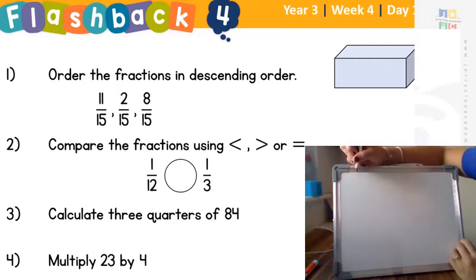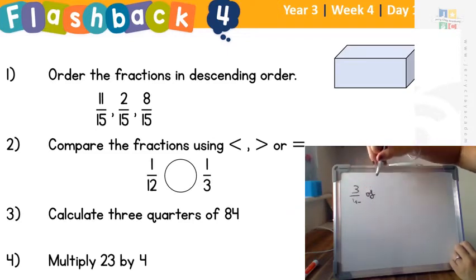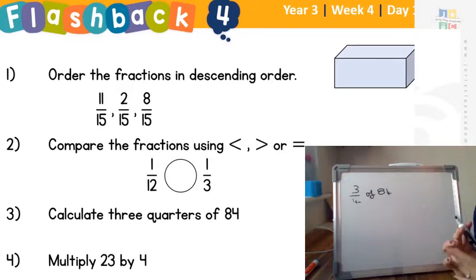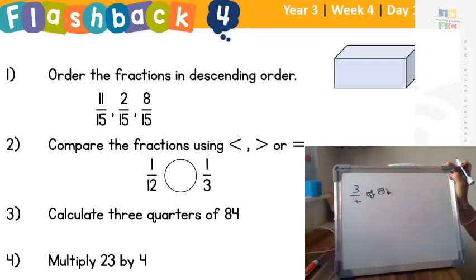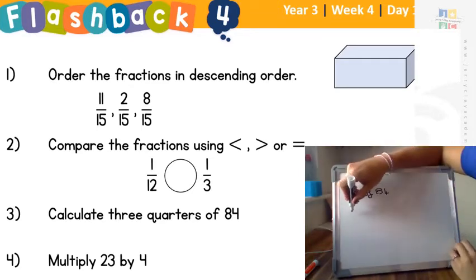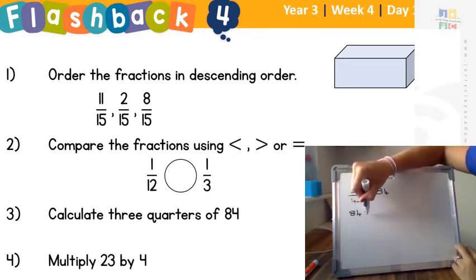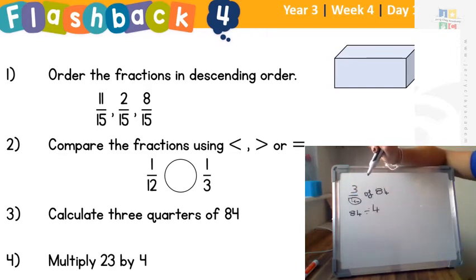Okay, number 3. So this time we're calculating 3/4 of 84. Now this is quite a difficult one because it's using big numbers and we're trying to find a fraction. Okay, so we're going to have a look first of all. Now when we find fractions of an amount, remember we need to first of all decide what we're dividing by. So we've got our total number of 84, and because we're finding a fraction of an amount, we want to divide that by the number of parts.